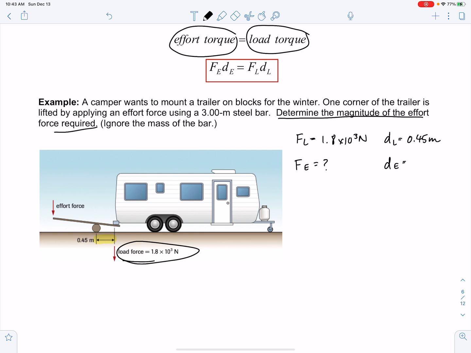And what we'll also need to solve this problem is the effort arm. So this distance here, from here to the fulcrum. If we know that the total distance is 3 meters, and we know that this part here is 0.45 meters, then the effort arm must be 3 meters minus 0.45 meters, which is 2.55 meters.